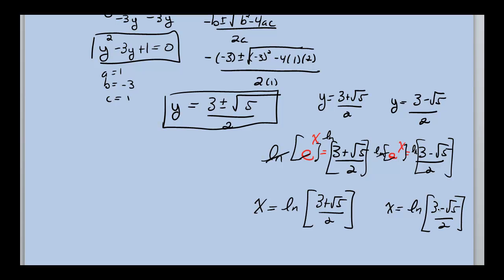The only thing I'd want you to check here is to make sure this is a positive value, and this actually is positive. 3 minus radical 5. Radical 5 is a value slightly less than 3, so we realize 3 minus a value slightly less than 3 will also be positive. Divided by 2 will also be positive. So your two solutions will be the ln of 3 plus radical 5 over 2 and the ln of 3 minus radical 5 over 2.